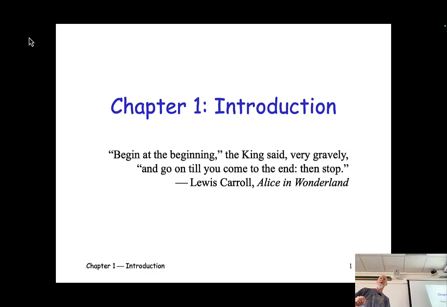Okay. So anyway, the first chapter in the book is just some basic terminology, cast of characters, all that sort of stuff. And then in chapter 2, we really get into the heart of the matter. Okay, so chapter 1, introduction.